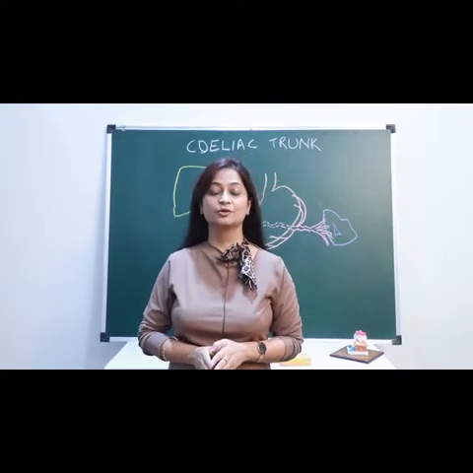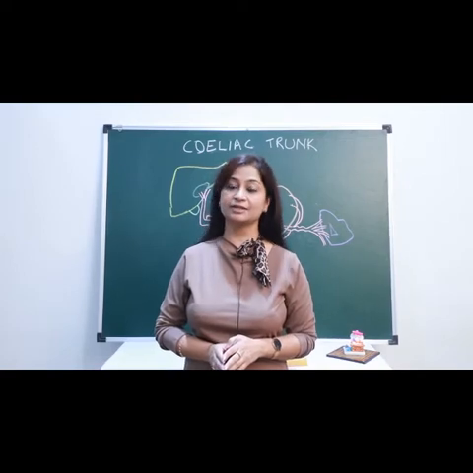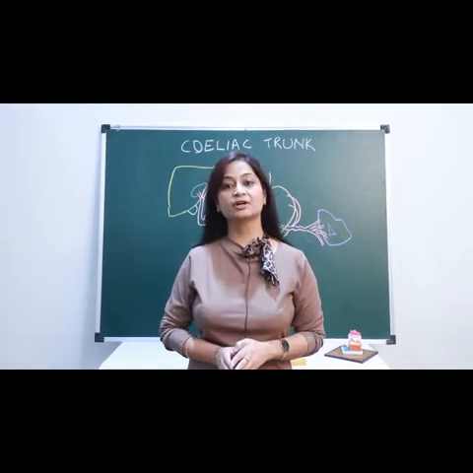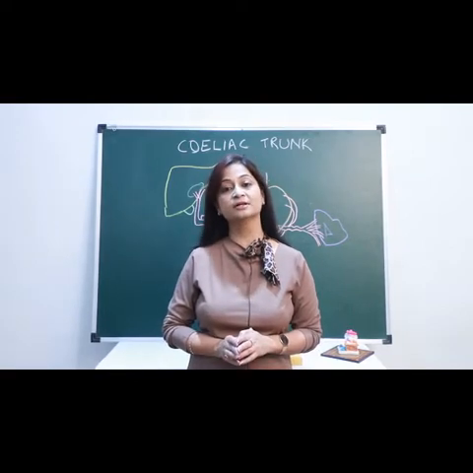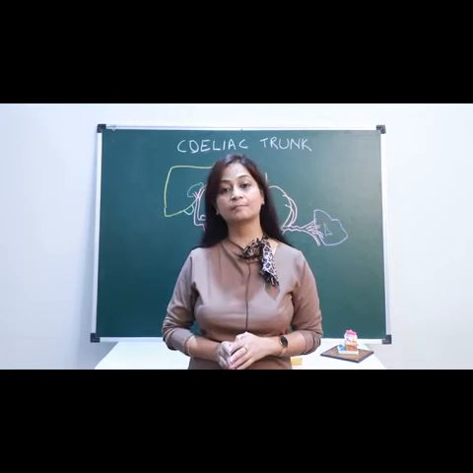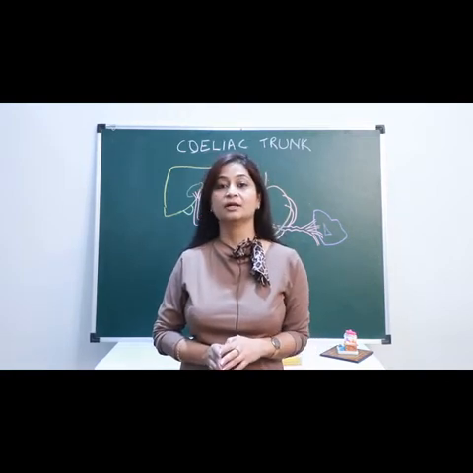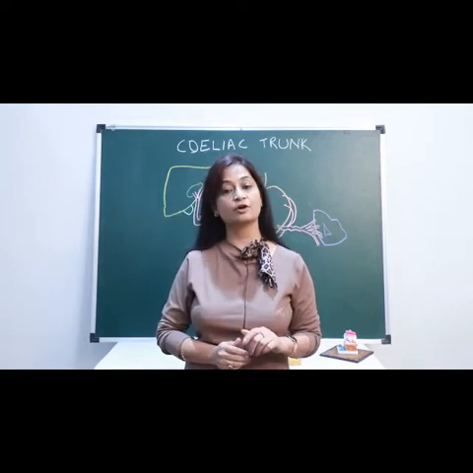Hello friends, today we shall discuss an important artery of the abdomen, that is the celiac trunk. Now the celiac trunk is the first ventral branch that arises from the abdominal aorta at the level of the upper border of L1. Now these vertebral levels of certain important arteries are often asked.